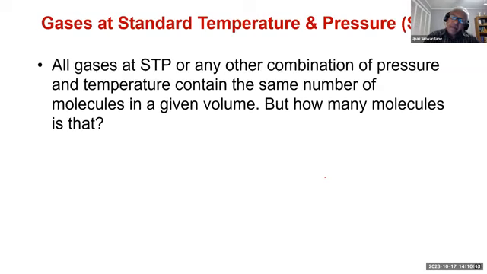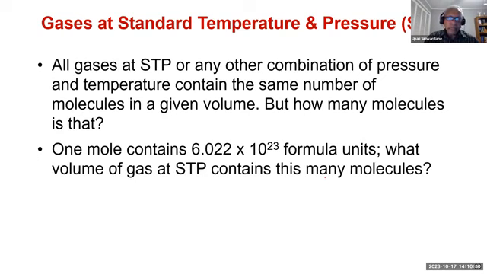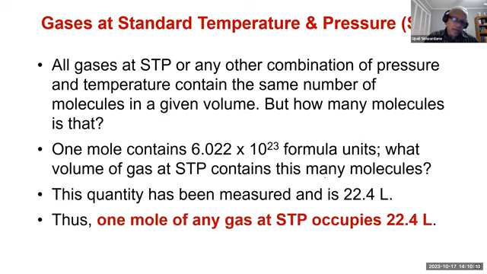Therefore, standard temperature and pressure is important for comparing volumes of different amounts of gases. One mole of any gas at standard temperature and pressure has 22.4 liters. This comes out of Avogadro's law, where volume is directly proportional to the number of moles.